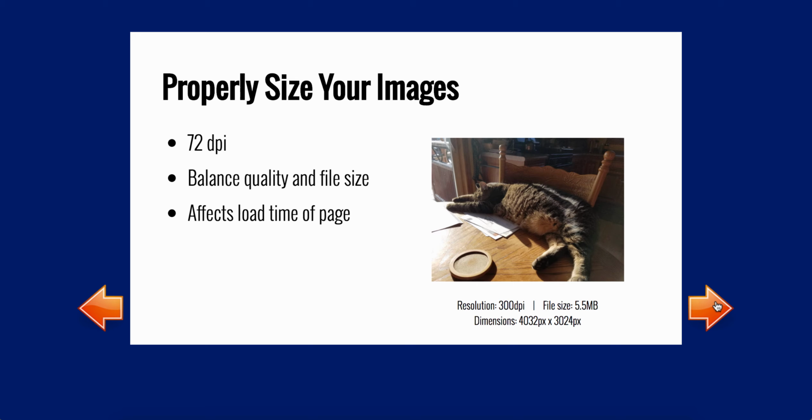For a web image, we need to be sized at 72 dpi. Typically speaking, if you're looking at a graphic image for print, you're looking at anywhere from 300 to 600 dpi, which is dots per inch. The web, while there are some things that are changing because of screen resolution, 72 dots per inch is still the standard.